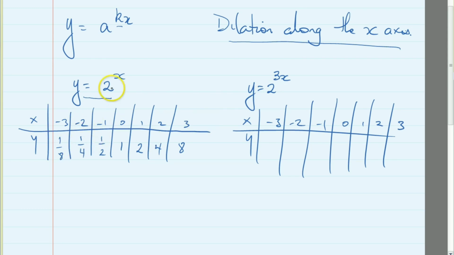Now, we've looked at this before. I've already filled in the values. When x is minus 3, y will be 1/8, a quarter, a half, and so on, up to 2 to the power of 3. Remember, this is 2 to the power of 3, which is 8.